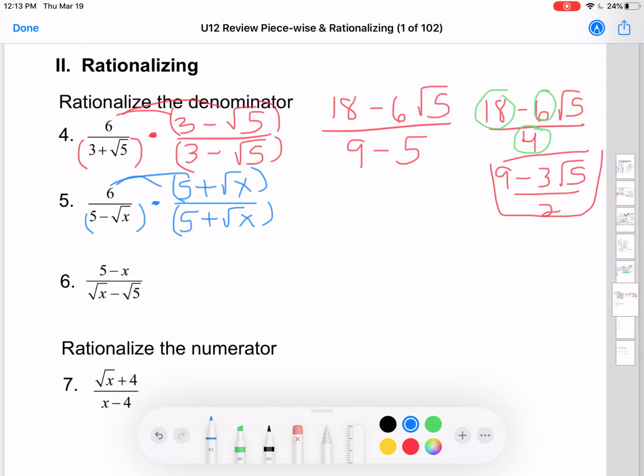Distributive property on top. 30 plus 6 rad x over, again, we don't need to FOIL on the bottom or distribute out. Let's just do dots. So 25, take the first one and square it, take the second one and square it, and a minus sign between them. There's no simplifying to do there, so that guy's good.